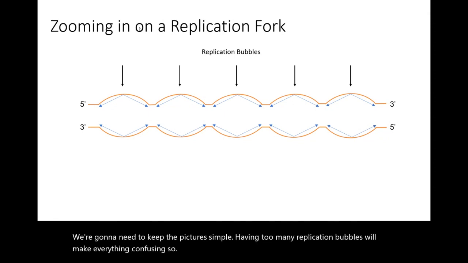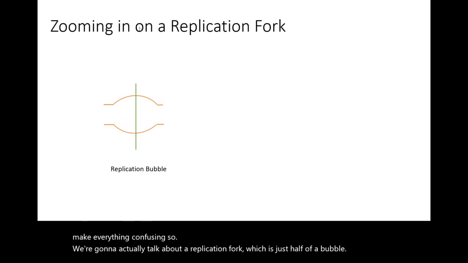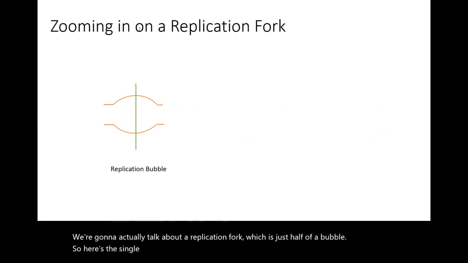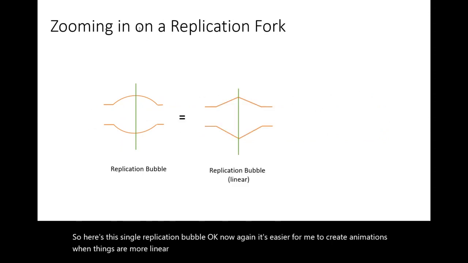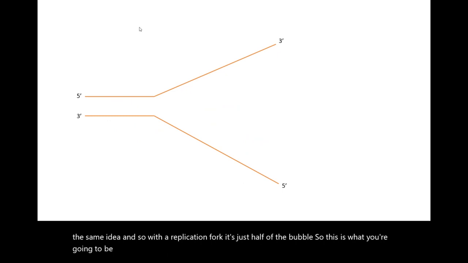So we're actually going to talk about a replication fork, which is just half of a bubble, okay? So if here's a single replication bubble, okay? Now again, it's easier for me to create animations when things are more linear, okay? So I'm going to start drawing my bubbles linearly, okay? But it's the same idea. And so with a replication fork, it's just half of the bubble. So this is what you're going to be seeing as we dive into the details, okay?